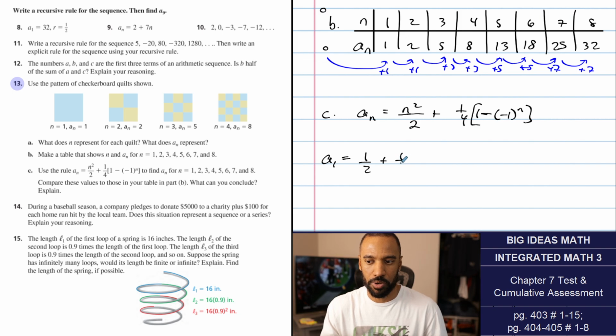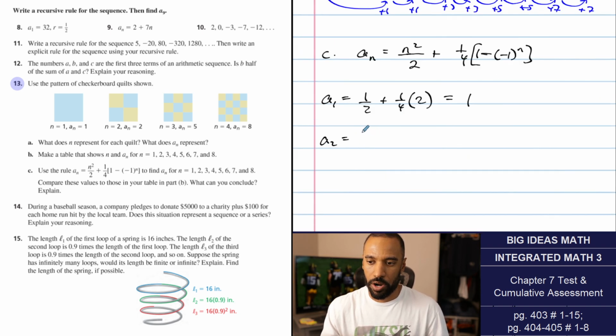Now I'm going to do this pretty quickly. Plus 1/4 times 1 plus 1. No, well, to the first power. 1 minus, yeah, so 1 plus 1 is 2. So that's 1/2 plus 1/2, which is 1. A sub 2 is 2 squared over 2. So 4 over 2 is 2.